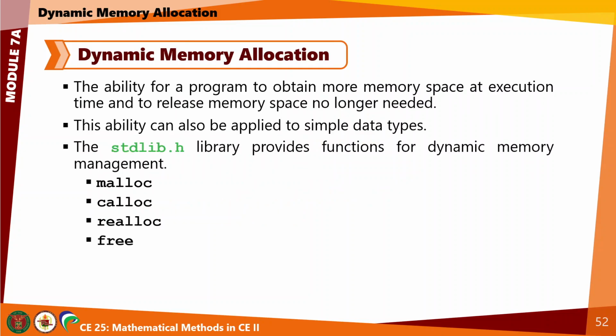Ano ba ginagawa sa dynamic memory allocation? Basically, nag-obtain tayo ng mas maraming memory space during execution, or nag-release tayo ng memory space during execution kapag hindi na kailangan. So, mas flexible tayo and mas efficient yung paggamit ng memory, kasi kapag kulang, nagdadagdag siya. Pag sobra, pwede nating bawasan. Okay? Magagawa mo lang itong dynamic memory allocation if we use the library or header file na stdlib.h.